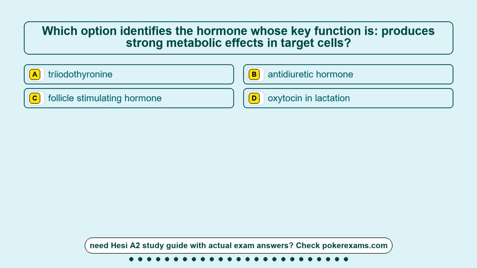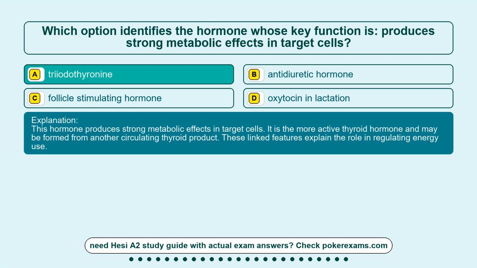Question 20. Which option identifies the hormone whose key function is, produces strong metabolic effects in target cells? Option A, triiodothyronine. Option B, antidiuretic hormone. Option C, follicle-stimulating hormone. Option D, oxytocin and lactation. The correct answer is option A, triiodothyronine.